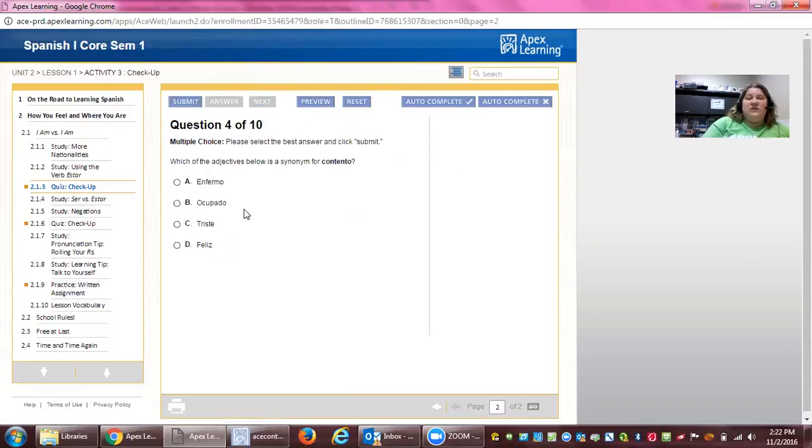Which of the adjectives below is a synonym for contento? Now remember, synonym means same, and you can remember that by S starts with same and synonym. The opposite of synonym is antonym, which means opposite. So we're looking for a word that means the same as contento. Well, if I'm just goofing around and I just want to hit letter A, then I'll say enfermo. And I'm going to get a wrong answer. But click the answer button so you can see what the answer is.